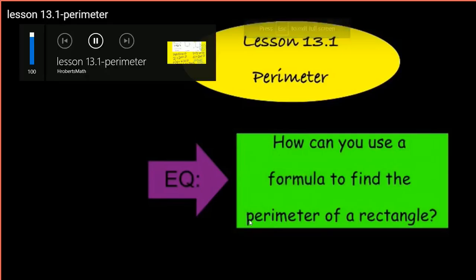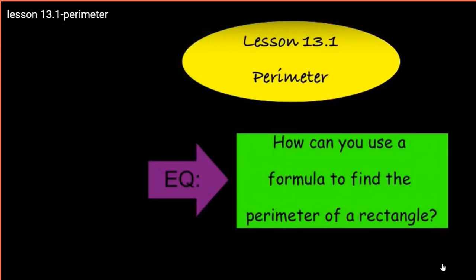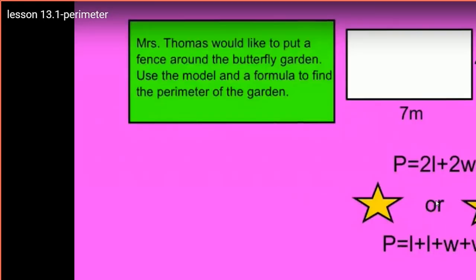13.1, and we're going to be talking about perimeter. Tonight's essential question is, how can you use a formula to find the perimeter of a rectangle? Go ahead and turn to the page, so that you can understand tonight's lesson.